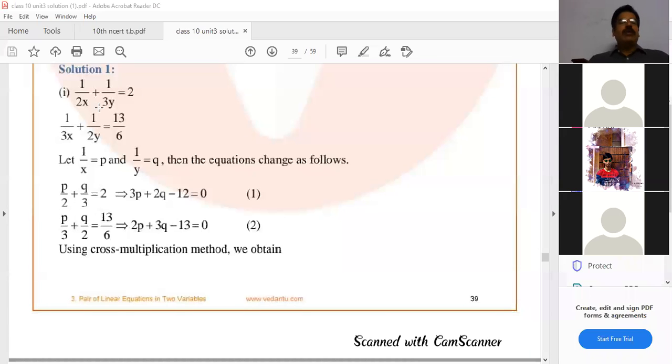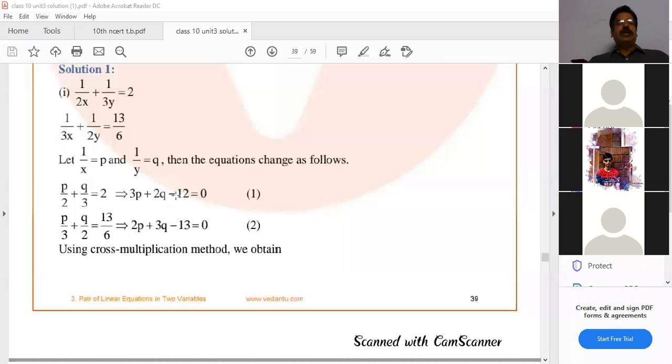Okay. And now see, 1 by 3x means 1 by 3 into 1 by x, which is p by 3. 1 by 2y means q by 2 is equal to 13 by 6. Now this is the simplification. Here the LCM of 2, 3 is 6. 6 in 2 is 3 times, so 3p, plus 6 in 3 is 2 times, so 2q. 3p plus 2q equal to 2 into 6. You transpose 6 to the RHS: 12.